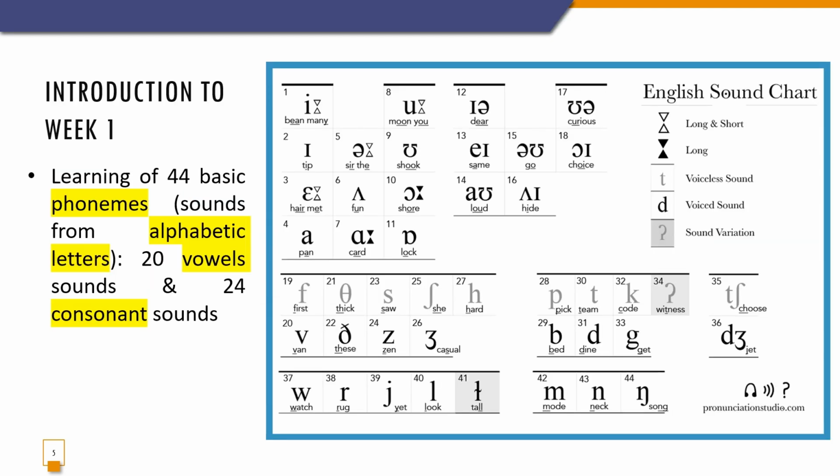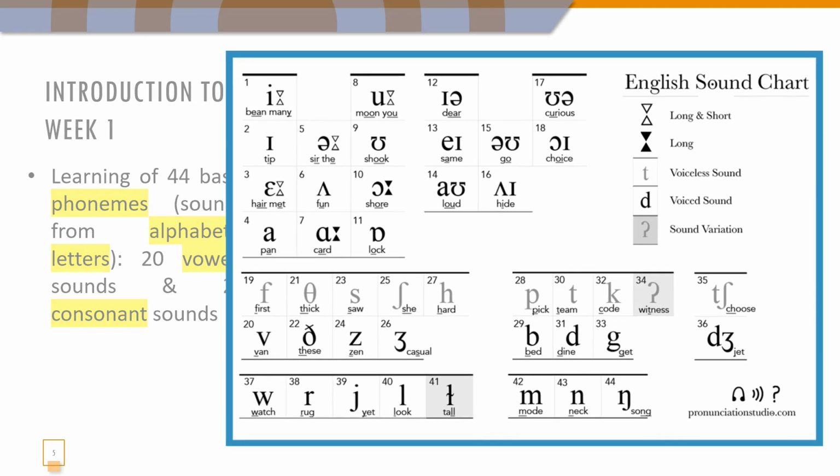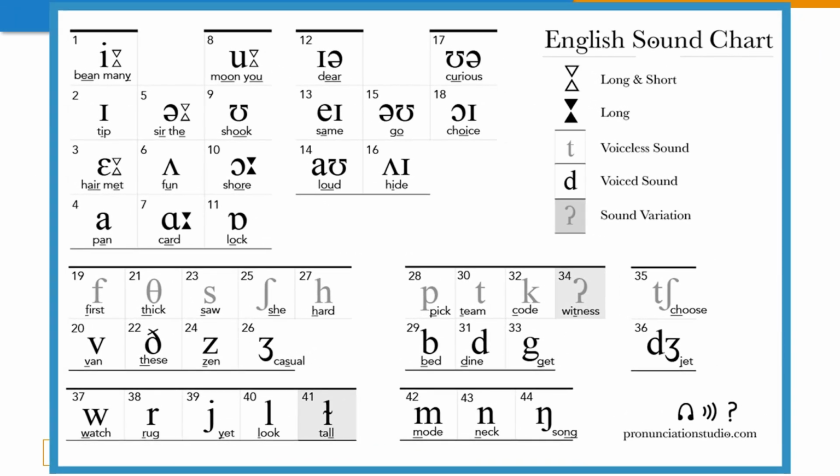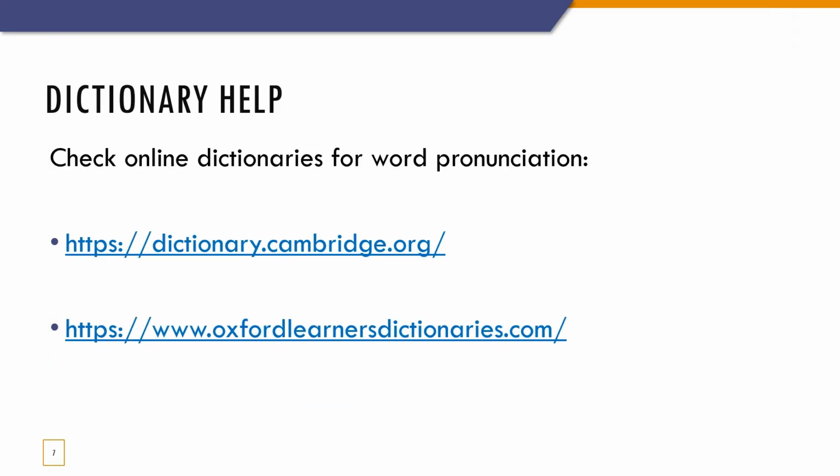Let's take a look at the 44 basic phonemes. There are 20 vowel sounds and 24 consonant sounds in English. We're going to talk about these sounds later on. To help you check the pronunciation of English words and successfully pass this course, I highly recommend these 2 dictionaries, which are the Cambridge Dictionary and the Oxford Dictionary.